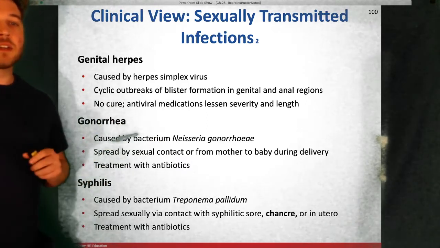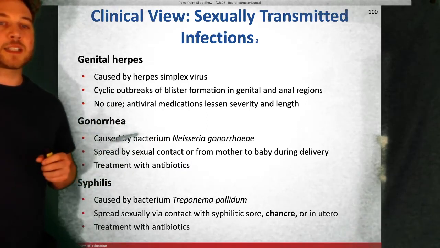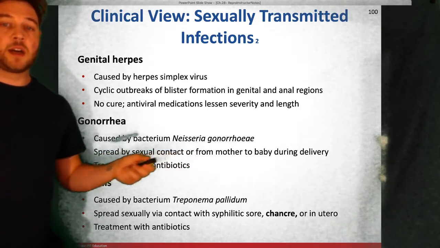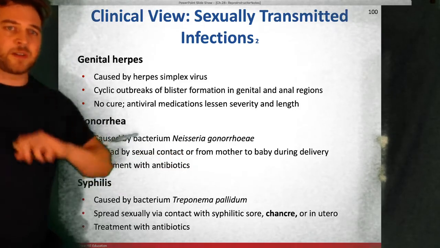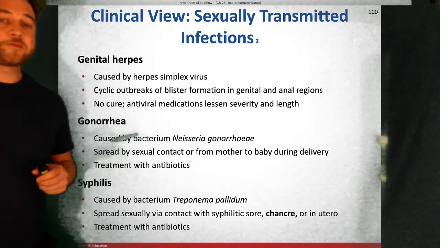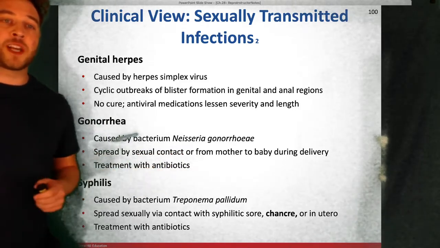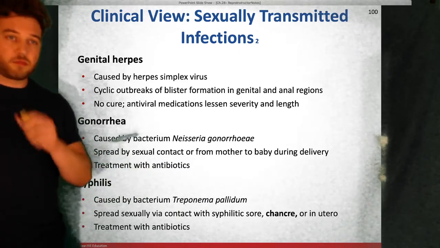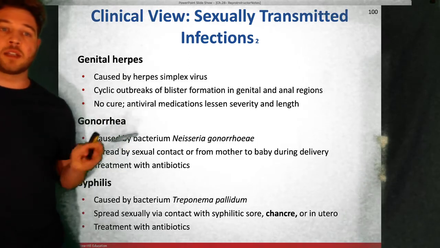Gonorrhea is another bacterial infection spread by sexual contact. This is definitely not the only way that it can be spread. It's not only spread from mother to baby, but it can be. Some forms are treated with antibiotics, but there is a strain circulating throughout the world that is antibiotic resistant.